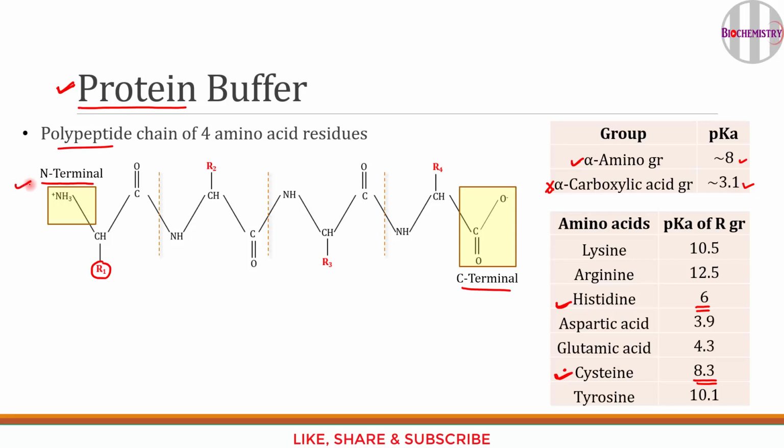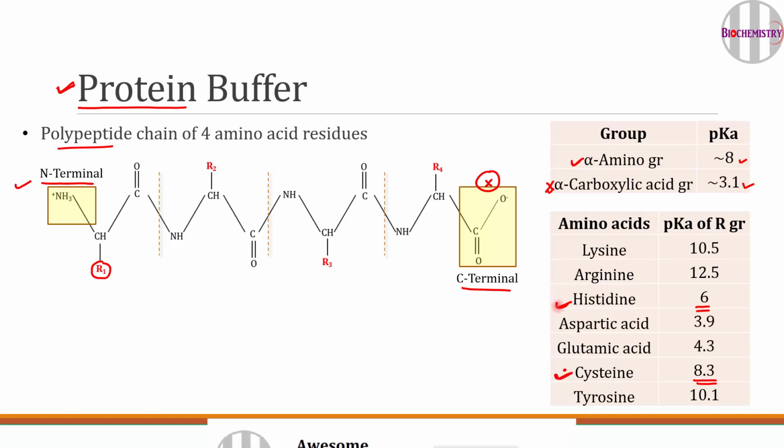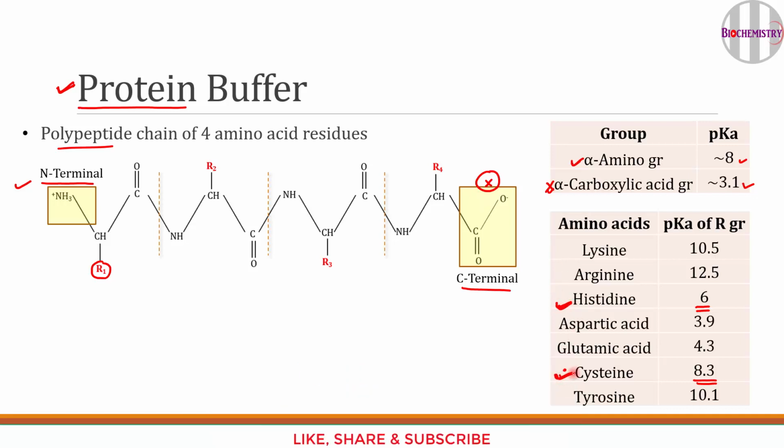One is the N-terminal amino group. Of course, the carboxylic group is not useful. Then the side chain of histidine and the side chain of cysteine. Only 3 types of ionizable groups can be seen. Now, again the question: histidine per se does not cover the exact pH range. See, its pK is 6, so its effective range is from 5 to 7. It is not covering 7.4.